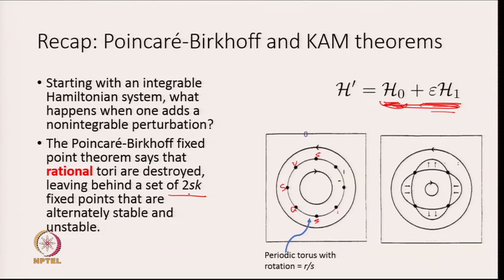So, you have a stable fixed point followed by an unstable and so on and so forth. There is an even number of them, and how many of them depends on the winding number, or the ratio of the two frequencies which correspond to the two different directions on this torus. The example over here, and many of the examples we will talk about, are for 2 degree of freedom Hamiltonian systems, and that means that the Poincaré sections that we are examining are 2-dimensional.